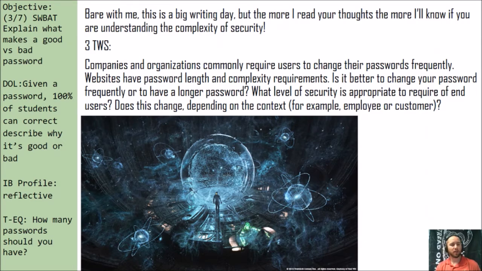So three think, write, shares here. Companies and organizations commonly require users to change their passwords frequently. Websites have password length and complexity requirements. Is it better to change your password frequently or to have a longer password? What level of security is appropriate to require of end users? That is, how much should I ask of you, the person visiting my website, to do? Does this change depending on the context?